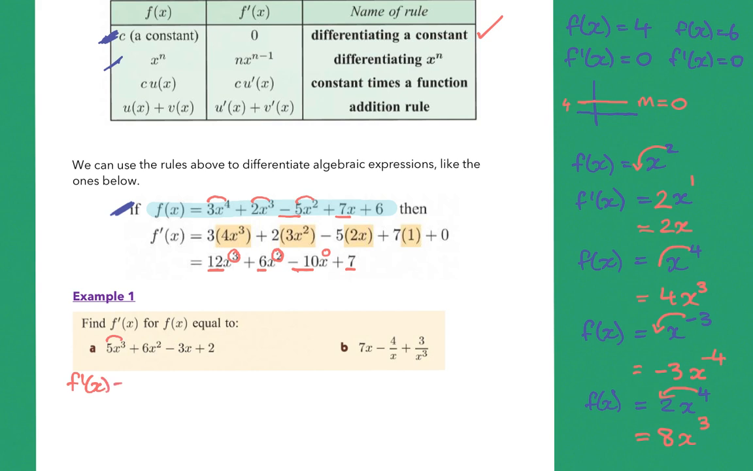Okay, let's do these examples. So f dash x is going to equal 5 3s are 15, x squared, plus 12x minus 3.